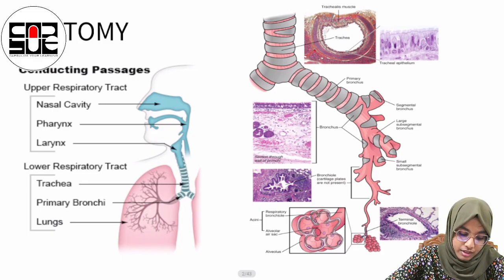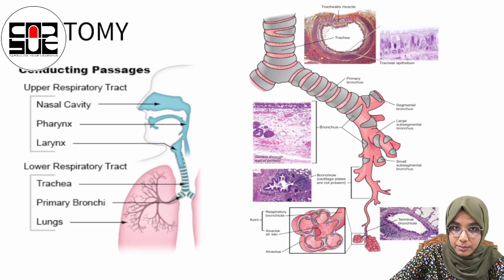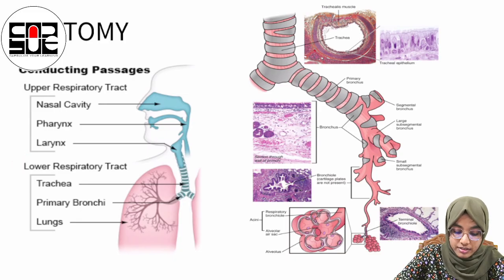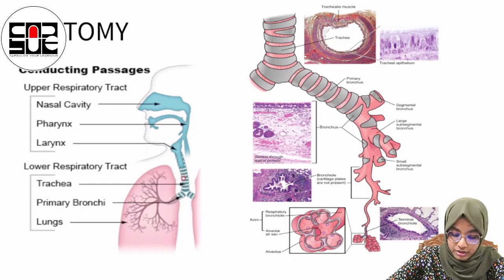We know that the conducting passages can be divided into the upper respiratory tract and the lower respiratory tract. The upper respiratory tract is composed of the nasal cavity, the pharynx and the larynx, and the lower respiratory tract is composed of the trachea, the primary bronchi, the divisions of the bronchi and the lungs.